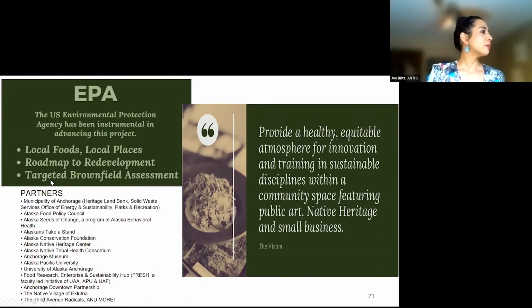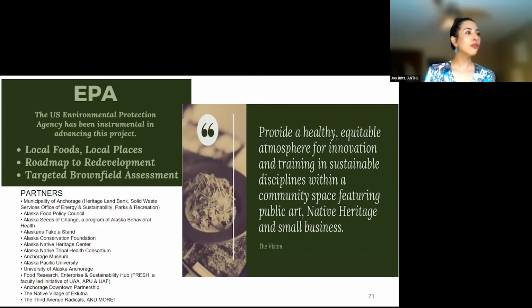The targeted brownfields assessment was done and completed, and did not find any major contamination on the site, which is great news. The CDFA, technical assistance to brownfields, also assisted in creating a report called a roadmap to redevelopment, focusing on tax increment financing for the site. So they really assisted the municipality of Anchorage on that.